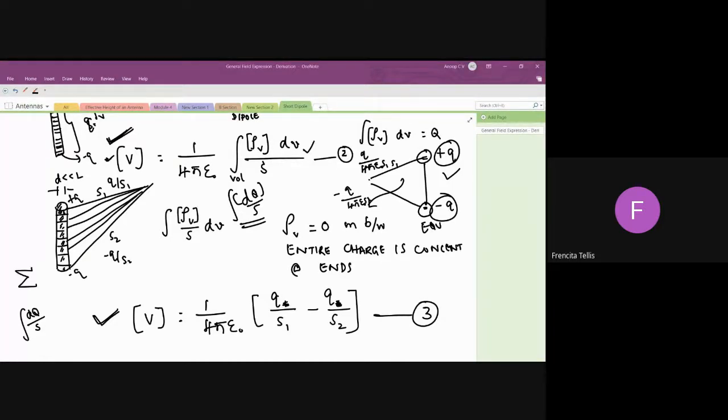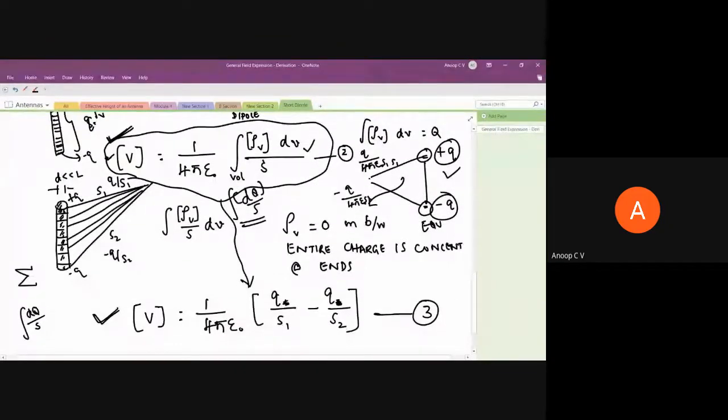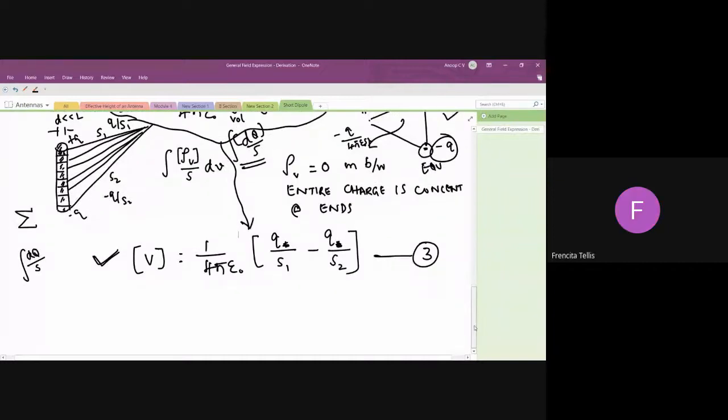Sure, I'll explain. Okay, fine. So maybe this term is what is confusing you. Integral rho v dv, how all of a sudden it became this, right? That is what is confusing you, right, Pranchita? Yes, sir. Okay, I'll explain it in a simpler way.